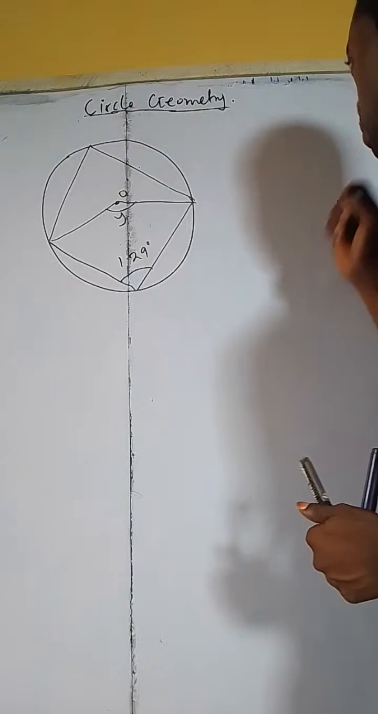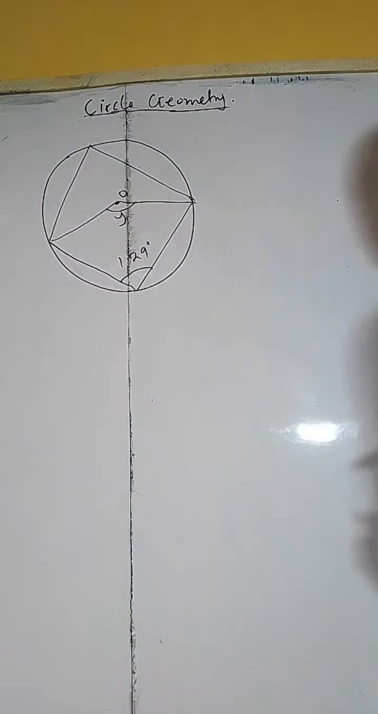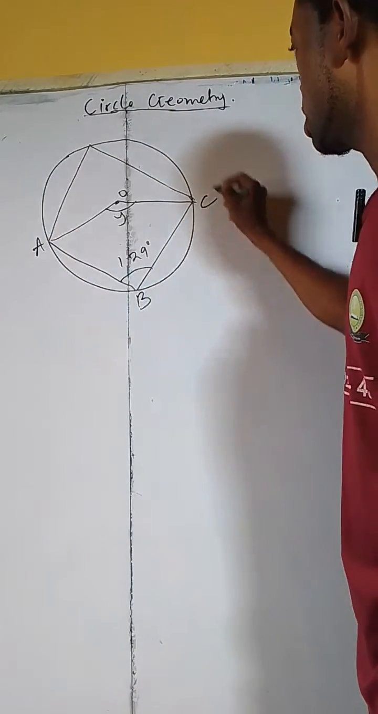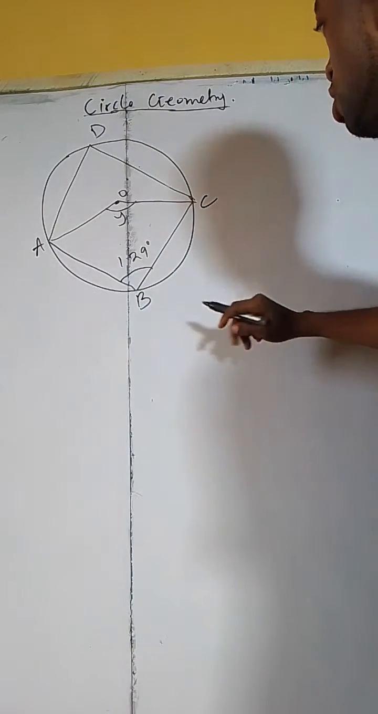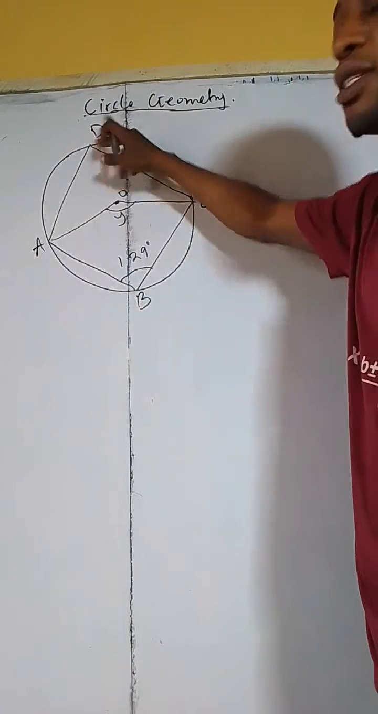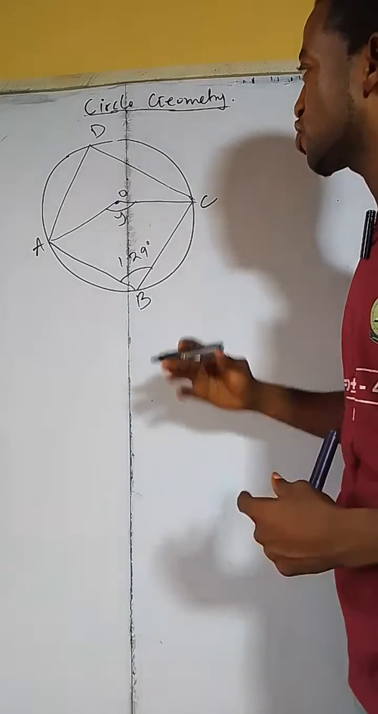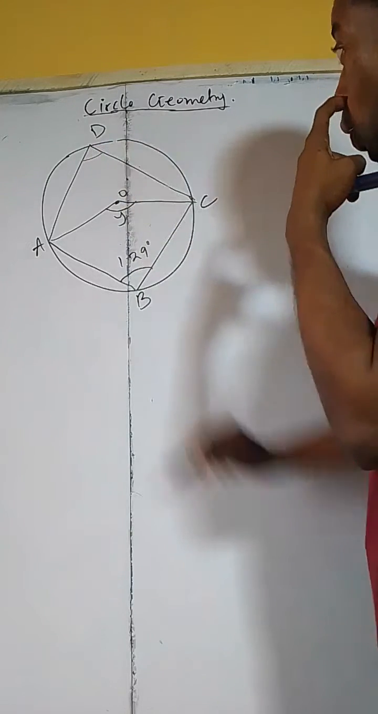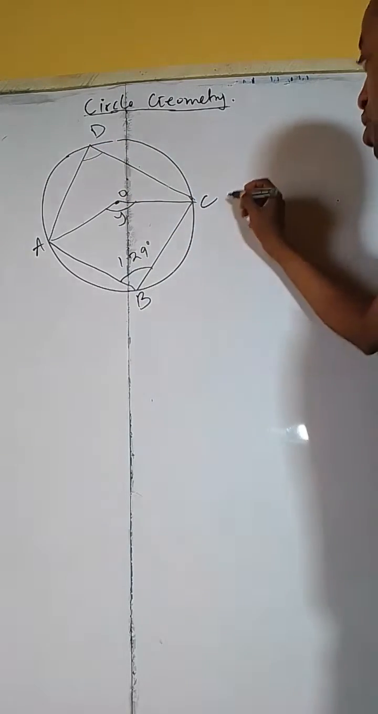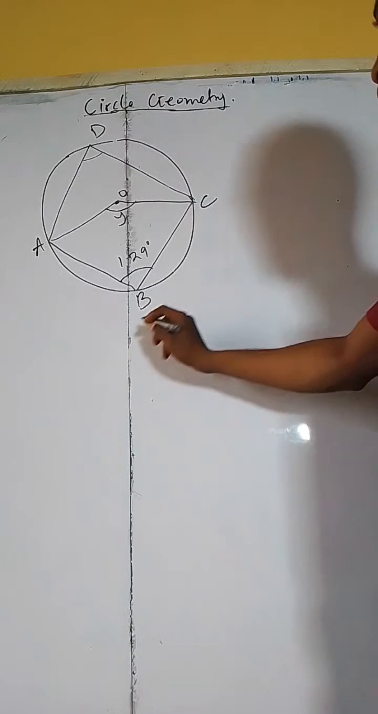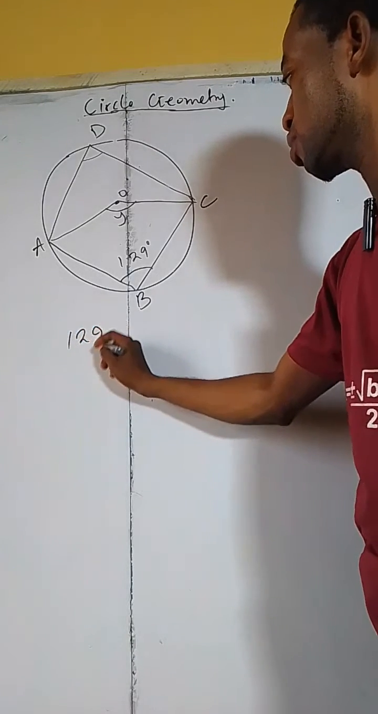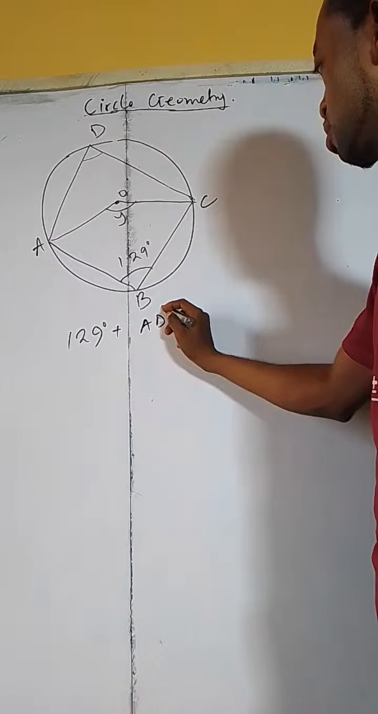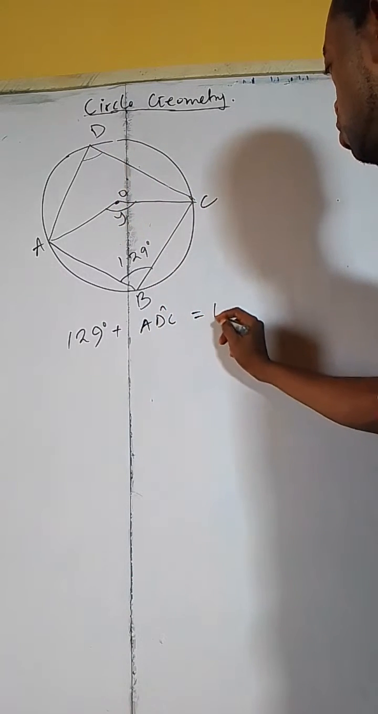And from here, we are asked to find the value of y. Of course, this is labeled as A, B, C, D. Now, when we look at this shape, we discover that ABCD is a cyclic quadrilateral, that is a quadrilateral inscribed in a circle. So we can say that angle B plus angle D add up to 180 degrees, which implies that here I can say 129 degrees plus, if I use three letters, angle ADC, this angle marked here, is equal to 180 degrees.